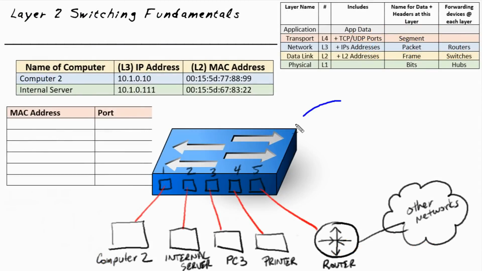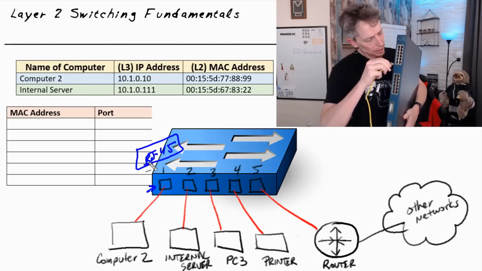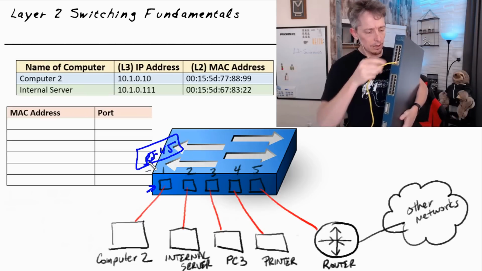This is the icon that represents a network switch, a layer 2 switch specifically. And this switch has 5 ports. Now, some switches have hundreds and hundreds of ports. In this example, we're just going to start with 5. 1, 2, 3, 4, 5. And on each of those ports, these are little RJ45 connectors. That's the name of that typical Ethernet connector that we use to connect to Ethernet networks.